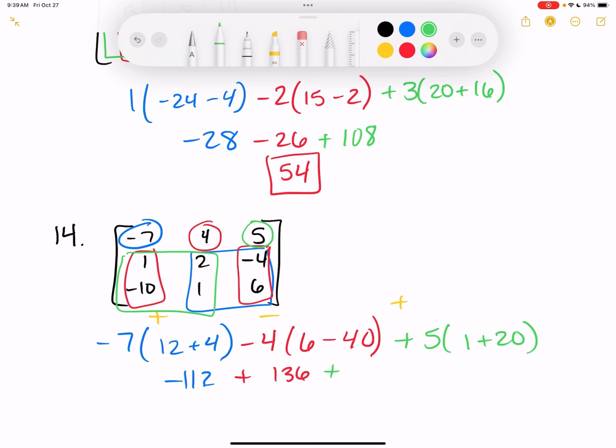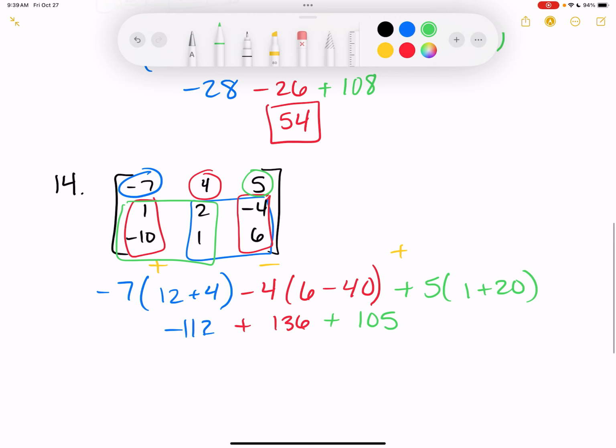Then 5 times 21 is, what is that, 105? So then 129.